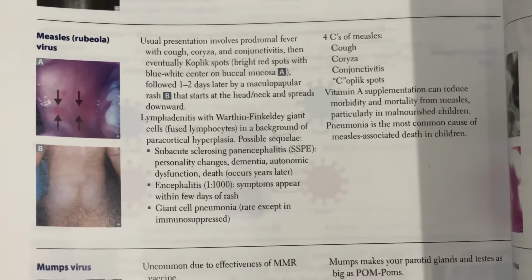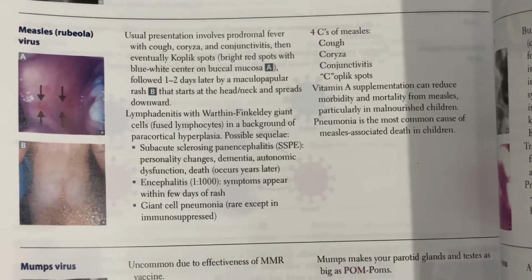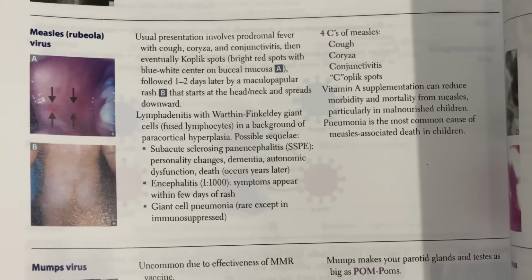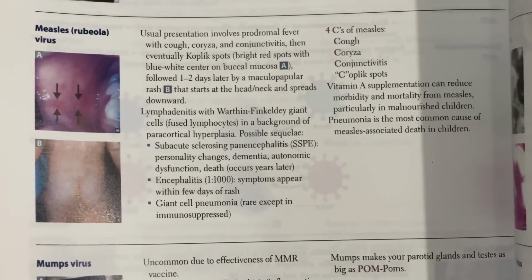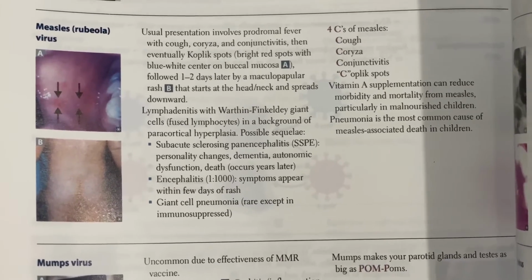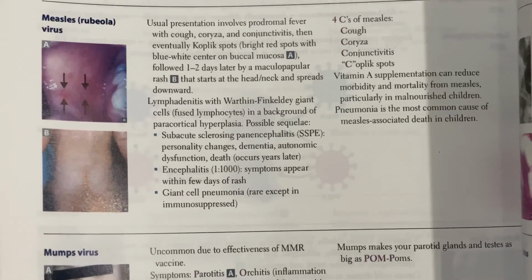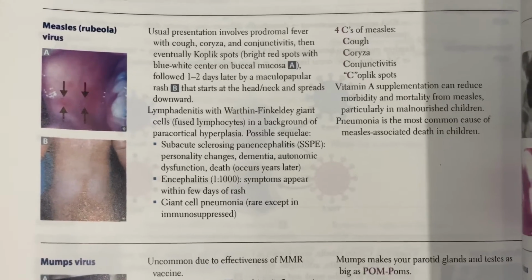Usually, after Koplik spots, 1 to 2 days later, maculopapular rash occurs on the body, which first starts on head and neck and then spreads downwards. Lymphadenitis can occur with Warthin-Finkeldey giant cells, which are the fused lymphocytes in the background of paracortical hyperplasia. Lymph node shows paracortical hyperplasia along with fused lymphocytes.